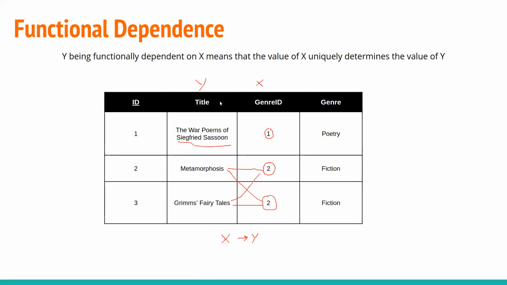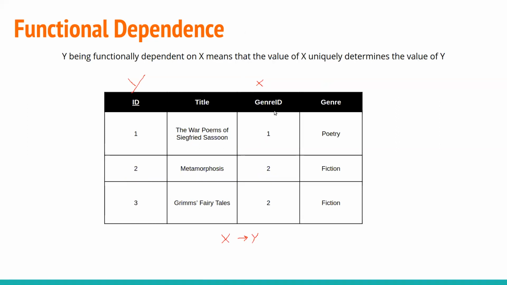Likewise, if we made Y the ID itself, we can ask the question, is Y functionally dependent on X? And you can see that no, it's not. If the genre ID is 1, we know that the ID is 1. So that's at least one thing. But if the genre ID is 2, once again, the ID could be either 2 or it could be 3. We don't actually know. If the genre ID is 2, we don't know the ID. So the genre ID does not tell us the ID.